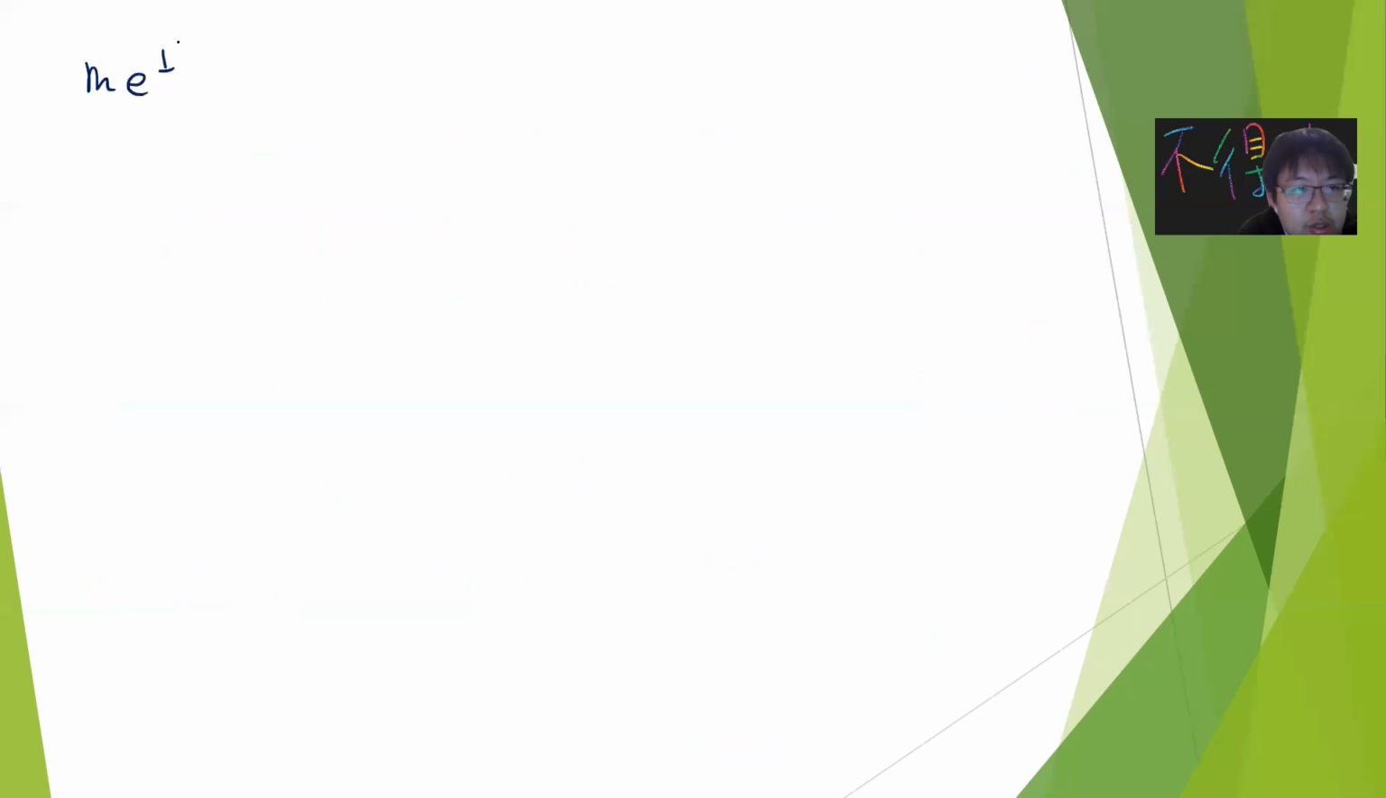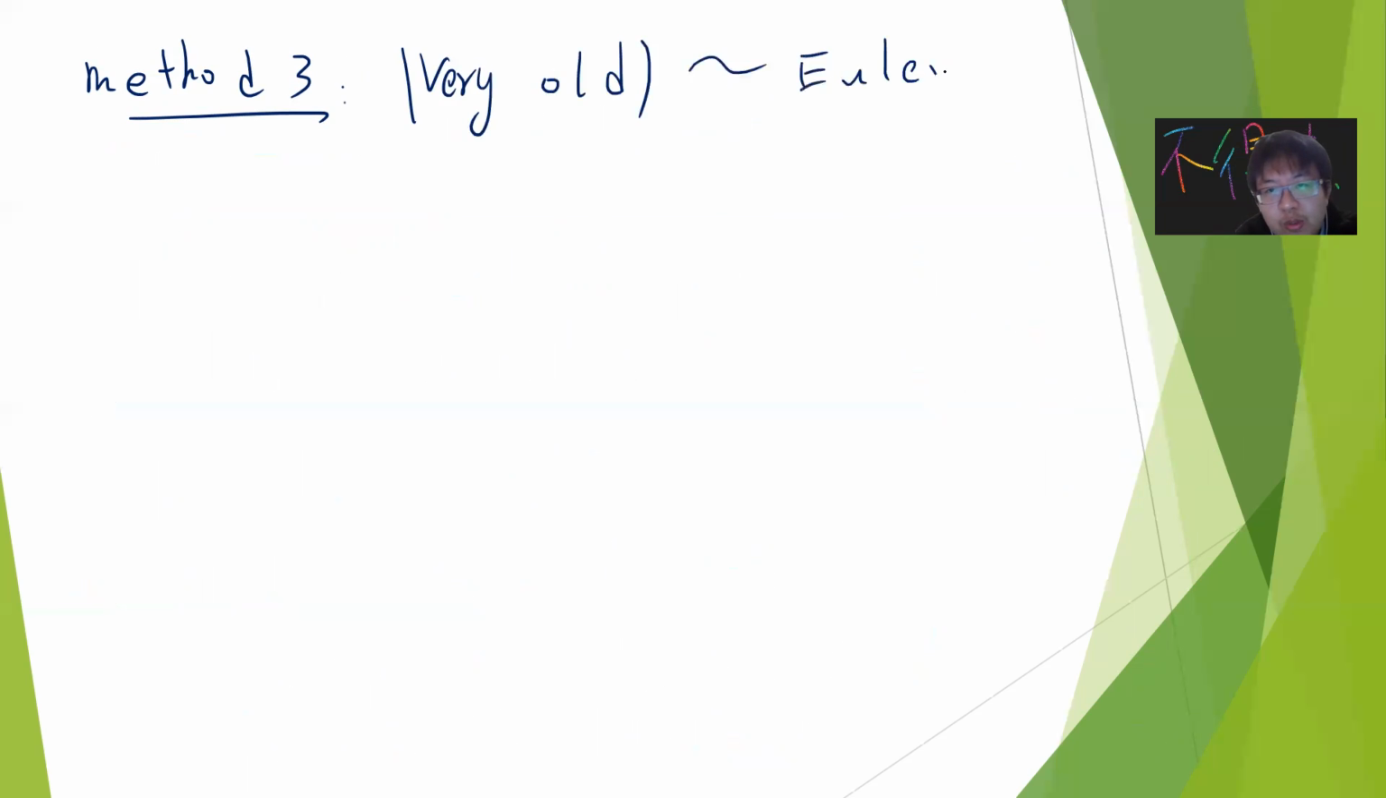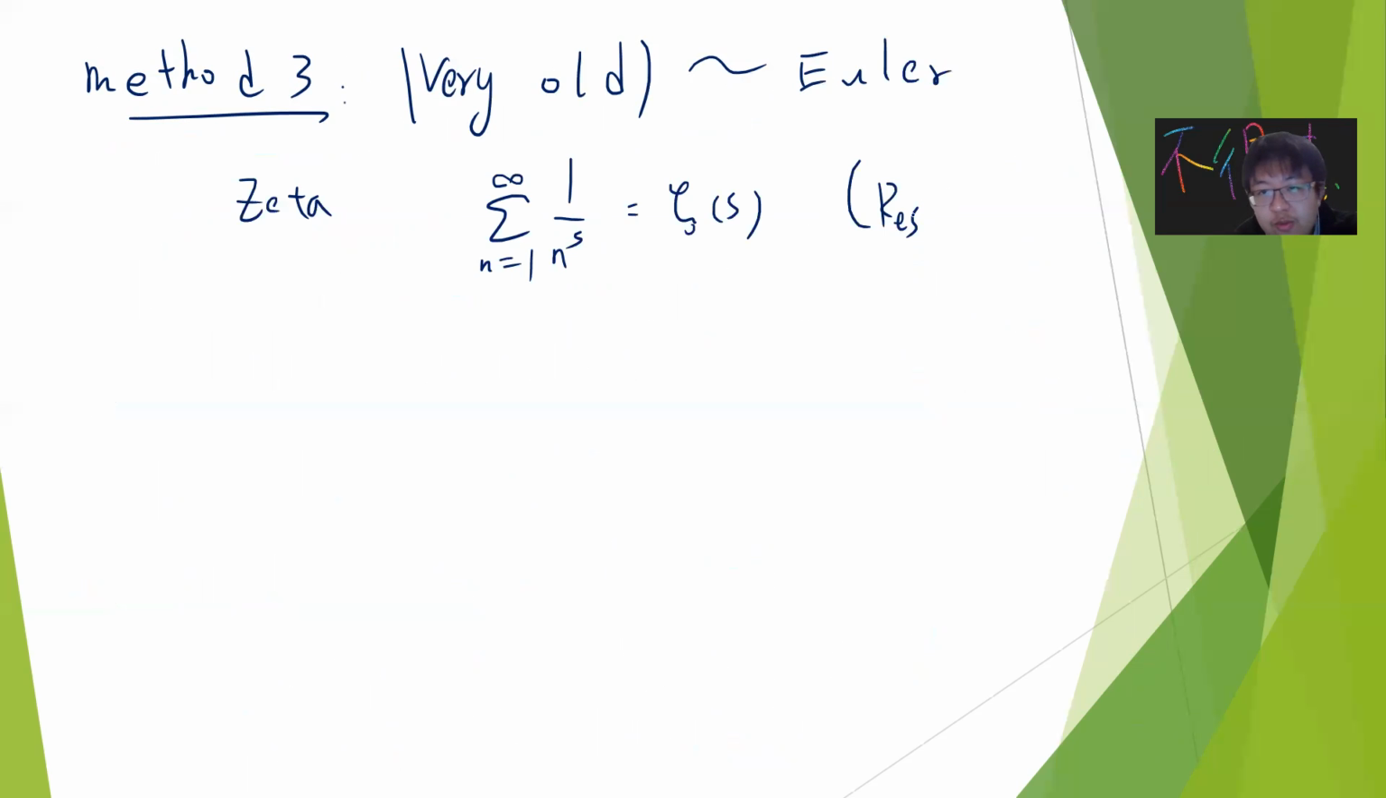Okay, so let's introduce method 3. Method 3 is also very old. I think it's probably not so old, but it goes back to Euler. We use the idea of the zeta function. I guess everyone knows about this famous result. This zeta of s definition works for real s greater than 1. This is the definition of the zeta function, and the zeta function has the beautiful Euler product, which is a product over primes.